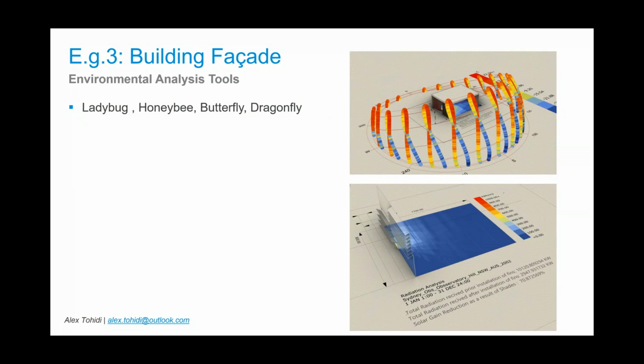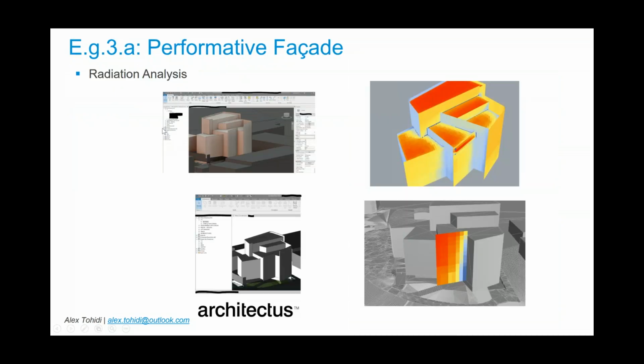For this, we have used environmental analysis tools called Ladybug, Honeybee, Butterfly, and Dragonfly. I'm not going to cover much about this, but if you need to know more about this kind of platform, which is linked into Revit, Dynamo, Grasshopper, and Rhino, we can talk about it. This is the very first example, an example of a performative facade, done with architecture firms in Sydney. This is the Revit model.